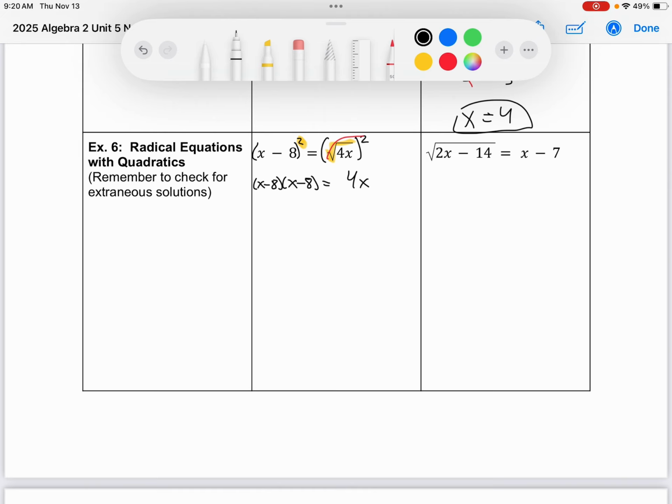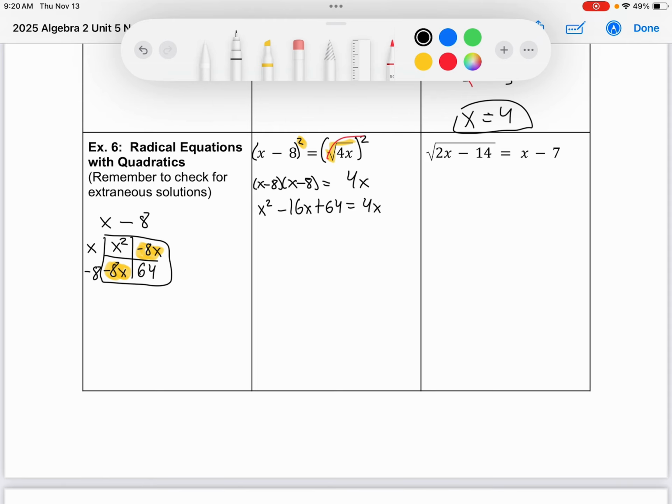We would multiply that using the box method typically in our class. So we have x minus 8 times x minus 8, where x times x is x squared, x times negative 8 is negative 8x, again, x times negative 8 is negative 8x, and then negative 8 times negative 8 is positive 64. And so that would give me x squared minus 16x, which is what I get when I combine negative 8x and negative 8x, plus 64 equals 4x.